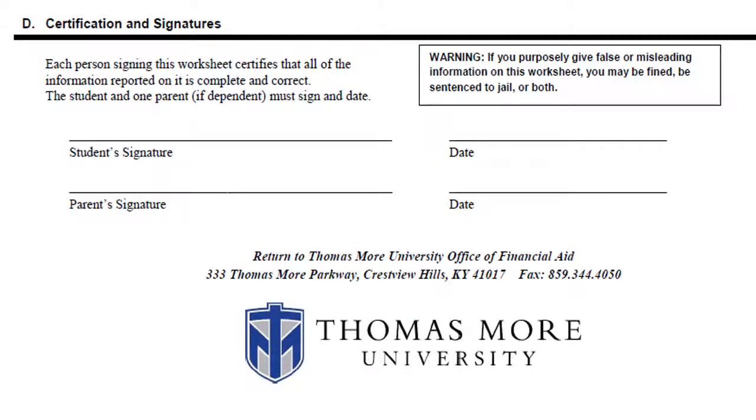The final section is we simply need your signature. Again, this is a dependent verification worksheet, so we need both a student and a parent signature as well as the date. If you have an independent worksheet, we simply need the student signature.